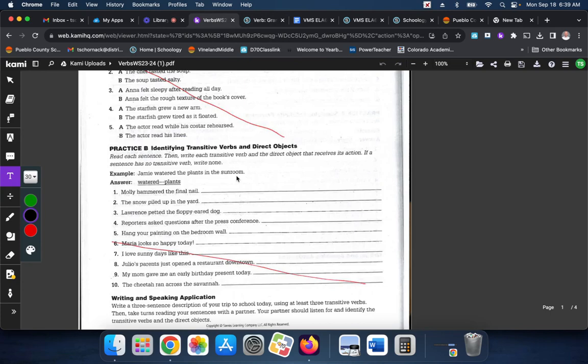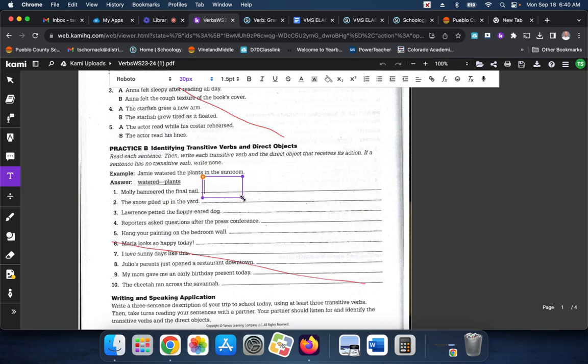So first thing we're going to do is identify transitive verbs and direct objects. Direct objects we haven't got to yet. We will eventually, but they're nouns that take the action of a transitive verb. A transitive verb has to have a direct object. There's intransitive verbs that don't have a direct object. So we're going to do 1 through 5. Let's do number 1 together. I'm going to write these on the board when I do them with you in class. But this is if you're absent.